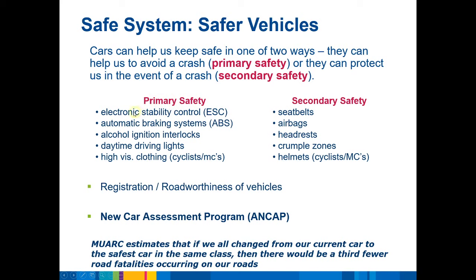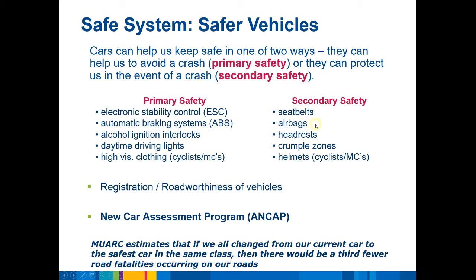So primary safety includes things like electronic stability control, automatic braking systems. We've got alcohol ignition interlocks. We've got lights that are on during the day to make you much more visible. If you're a cyclist or if you're on a motorbike, you have some high visibility clothing, and again, lights that are on in all hours to help to prevent a crash before it even occurs.